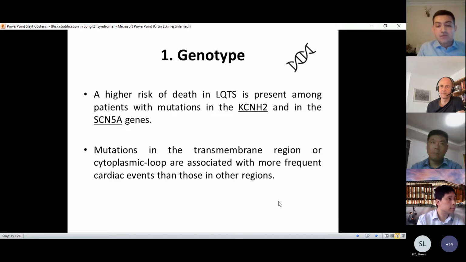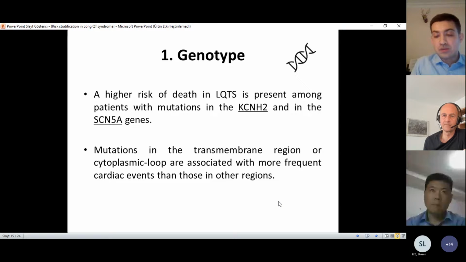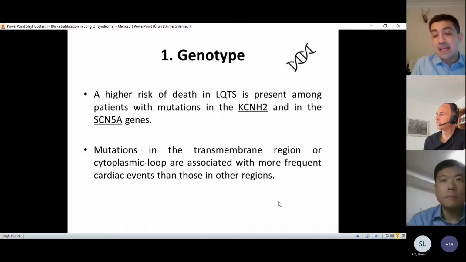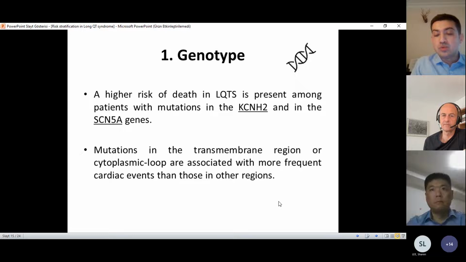Genetic testing has evolved beyond a pure diagnostic tool and is increasingly integrated as a complementary prognostic marker. A high risk of death in long QT syndrome is present among patients with mutations in the KCNH2 and SCN5A genes. Mutations in the transmembrane region or cytoplasmic loop are associated with more frequent cardiac events than those in other regions.